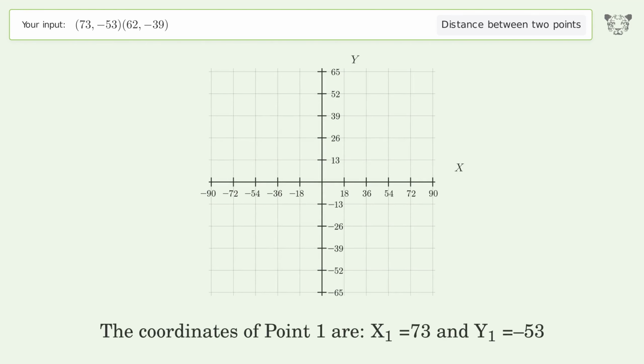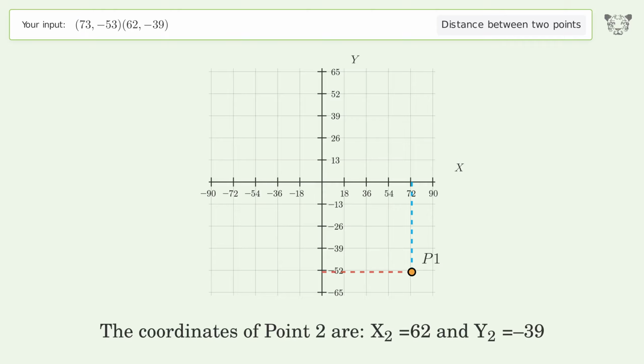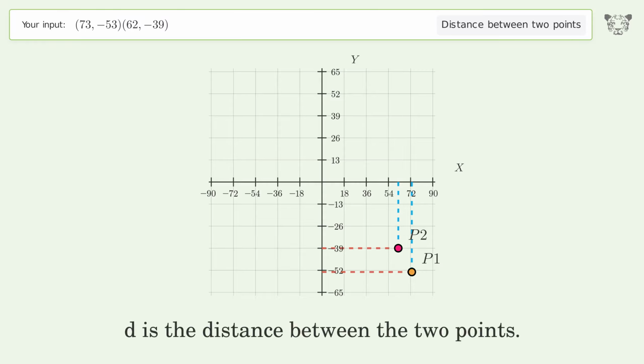The coordinates of point 1 are x1 equals 73 and y1 equals negative 53. The coordinates of point 2 are x2 equals 62 and y2 equals negative 39. D is the distance between the 2 points.